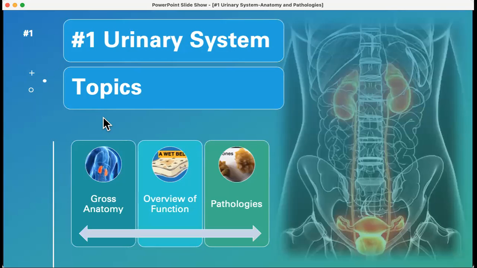So the topics we're going to talk about: the gross anatomy, just a little bit about an overview of the function, and then I'm going to throw out some pathology, something to look for if you see these symptoms.